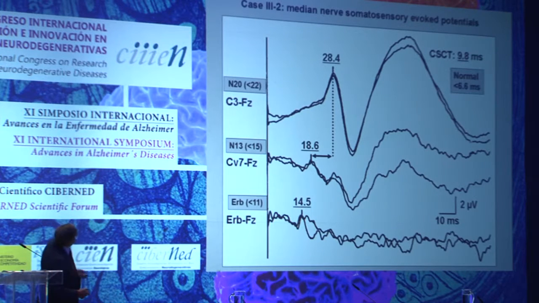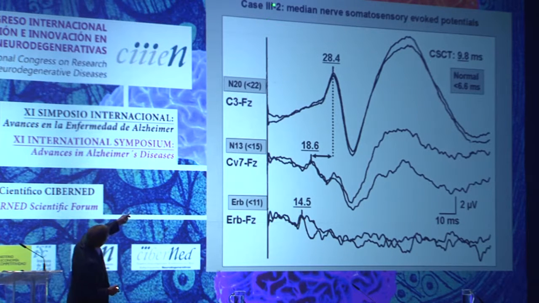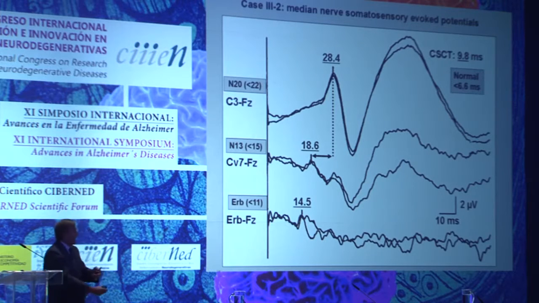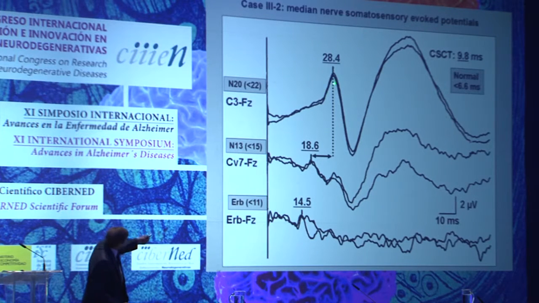See here somatosensory evoked potentials in patient 3-2 of median nerve. We are stimulating the median nerve in the wrist, and you obtain responses at cervical vertebra 7 and in parietal cortex. And you see that there is a delay of the responses as might have been expected from the slowing of peripheral conduction. But when you analyze the central conduction time, this is delayed to 9.8 milliseconds when the normal values are lower than 6.